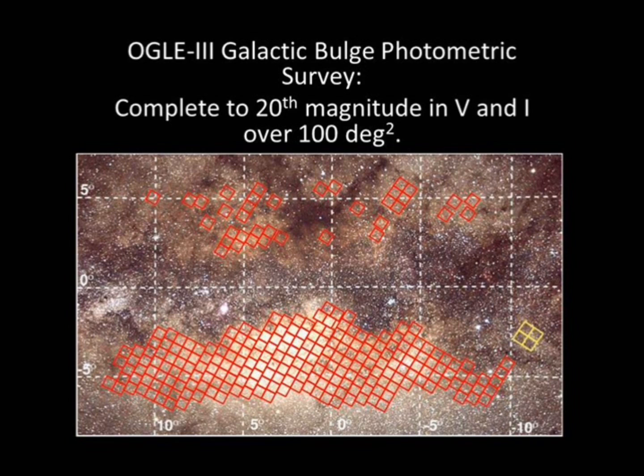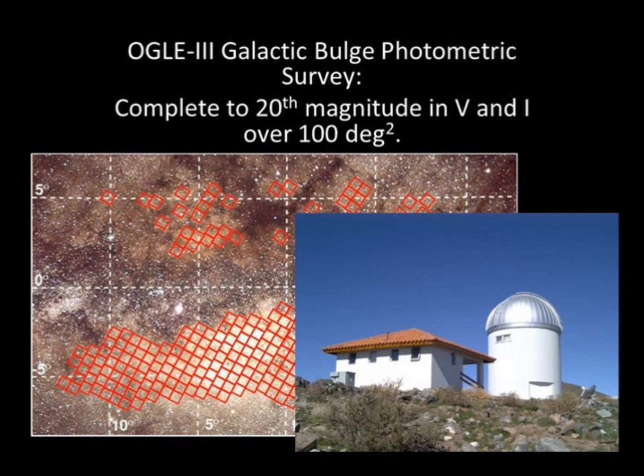Before moving forward, I will acknowledge the spectacular OGLE-III Galactic Bulge photometric survey. The survey measured the photometry of stars over 100 square degrees of the bulge in V and I down to 20th magnitude. In this figure, I show the parts of the survey used in this work in red superimposed on an optical image of the bulge. I then show the 1.3 meter Warsaw telescope at the Las Campanas Observatory operated by the Carnegie Institution for Science.